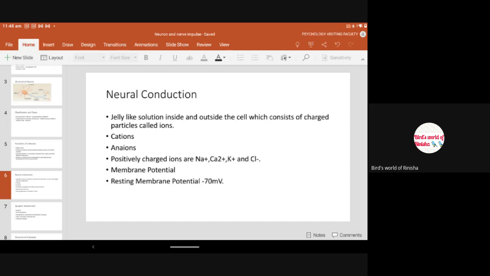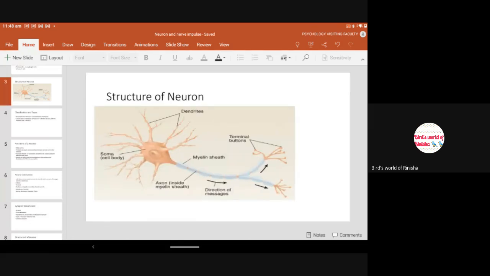Now, the nerve impulse is brief and it goes through the cell body to the axon to the terminal buttons. Now, let me show you this. See, there are some terminal buttons here. Have you seen? So, through these terminal buttons, these nerve impulses go from the cell body to the axon to the terminal buttons.